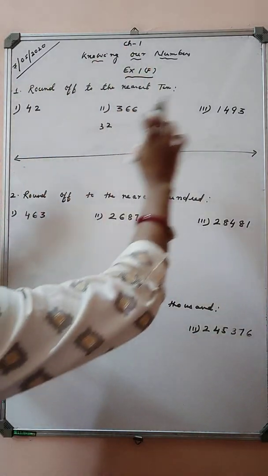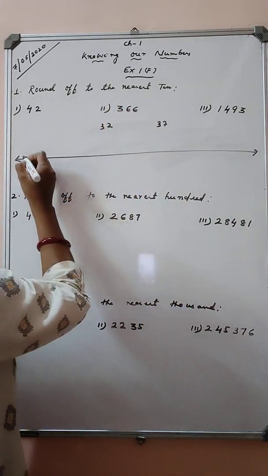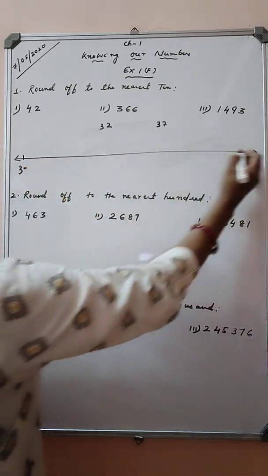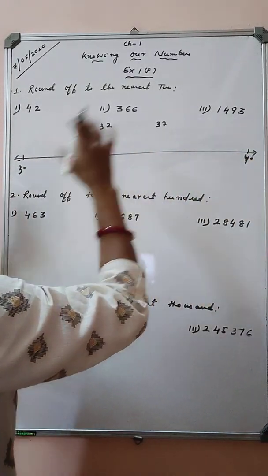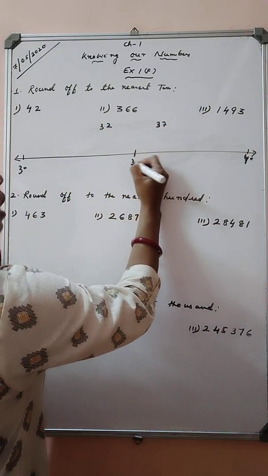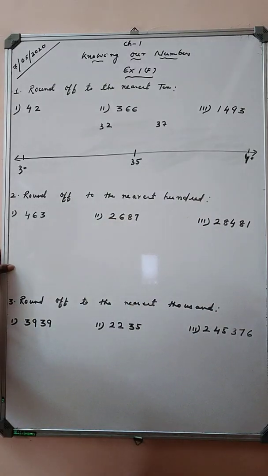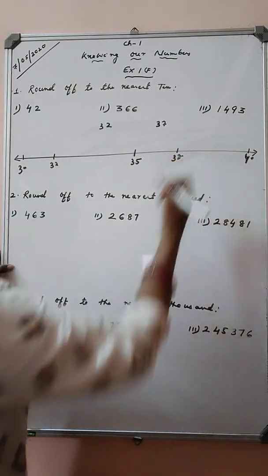So we will take the multiple of 10 which is closer to this number. So it will be 30 and 40. For 32 and 37, the nearest multiples will be 30 and 40. Now in the halfway we have 35, right? So 32 will be on this side and 37 will be on this side.